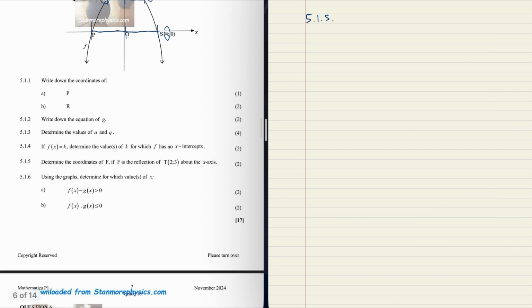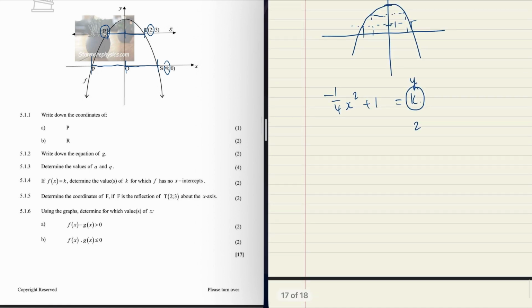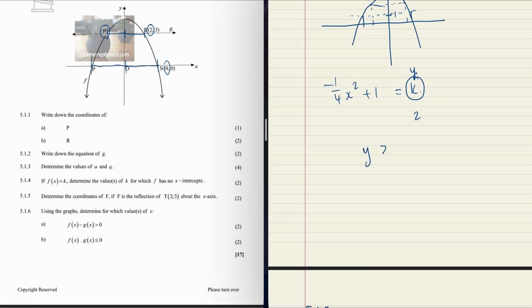Determine the coordinates of f if f is the reflection. Oh, the answer here then, y is going to be greater than 4, or k is going to be greater than 4.